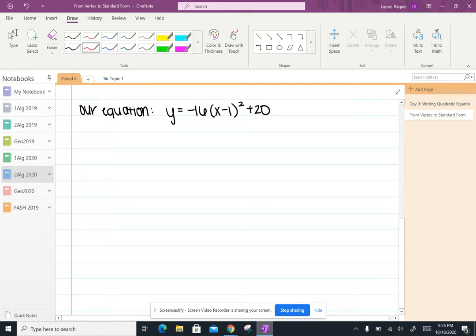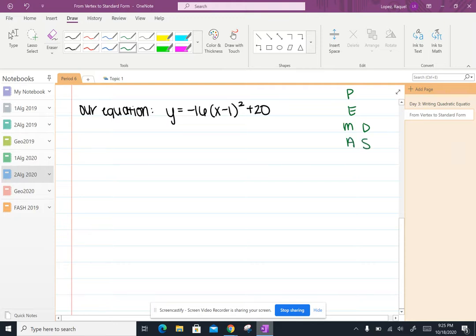So this was the equation that we got from example number 1. And what we're going to do to this equation is expand it. When we're expanding and going from vertex form to standard form, we want to follow order of operations. If you remember your order of operations, it's parentheses, exponents, and then we do any multiplication or division that shows up in the problem, followed by addition and subtraction.